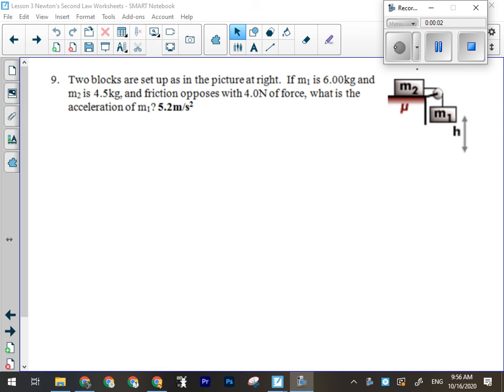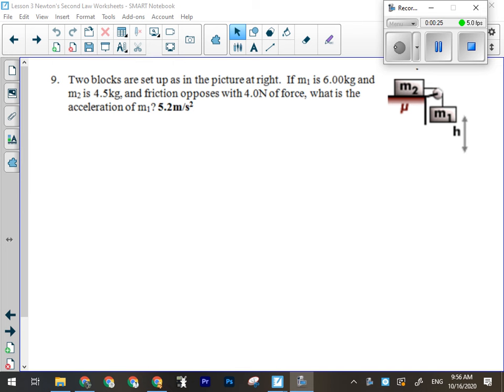Okay, so this is actually a good one for us to go over, number 9 from the forces of vector quantity worksheet. Reason being, this is exactly the situation we're going to have in our lab. We're going to have a cart on one of those tracks, and we're going to have a pulley, and then hanging over the pulley is going to be a mass. We're going to be accelerating the entire system using that hanging mass. So we have these two blocks set up.